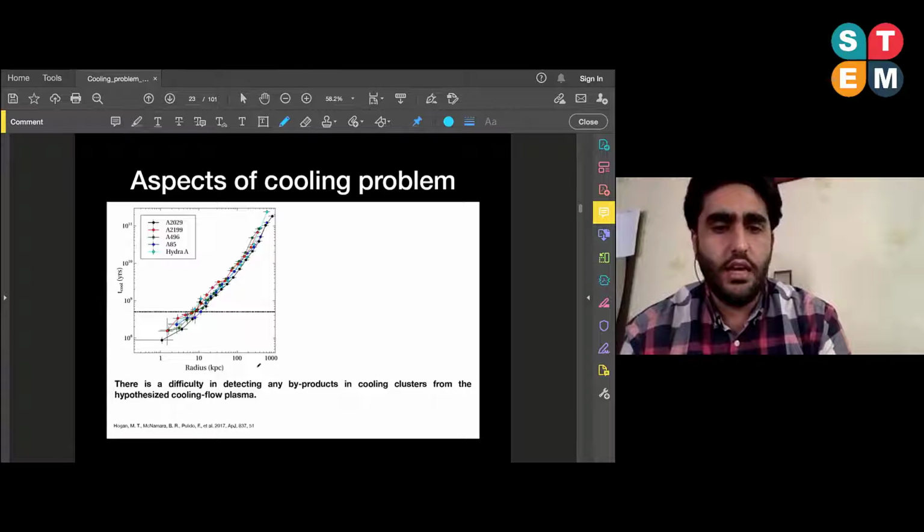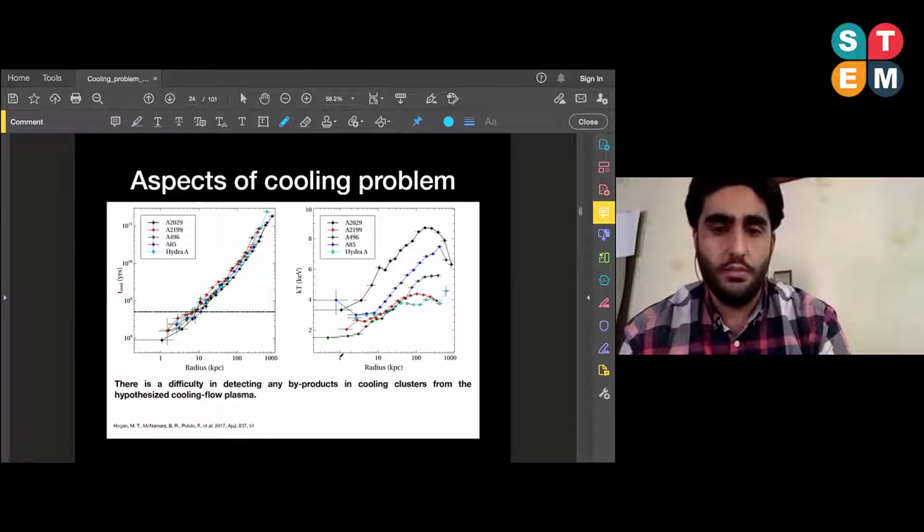As I said, there is a difficulty in detecting any byproduct in cooling clusters from the hypothesized cooling flow plasma. And there is another aspect of the cooling problem.